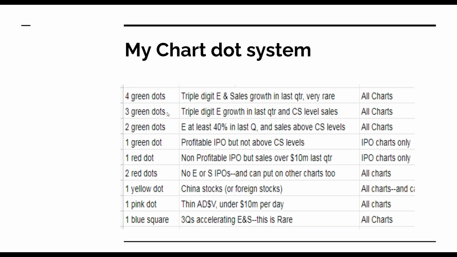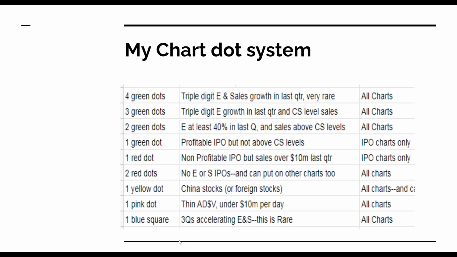And then you've got 3 green dots, triple-digit earnings growth, and sales are at CANSLIM levels, so at least 25%. 2 green dots means earnings at least 40% in the last quarter, sales above CANSLIM levels. That 40% comes from 2 webinars where Bill and Neil said, let me make this simple for you. If that company doesn't have at least 40% earnings growth in the last reported quarters, it does not currently have the characteristics to be a true market leader. And he really wants it to be higher.